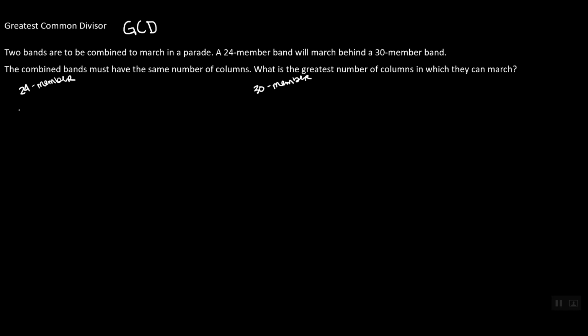In our 24-member band, we could have one column with all 24 members in the column. We could have two columns, and we could put 12 in each column. I notice I'm going to write the same things over and over here, so let's make a table.